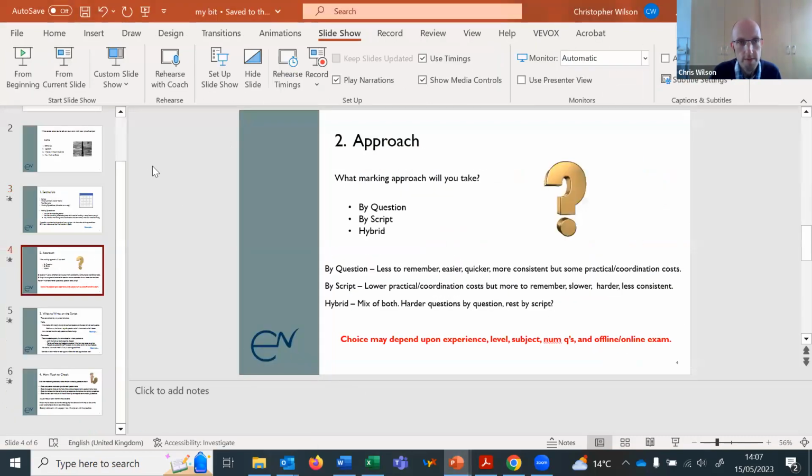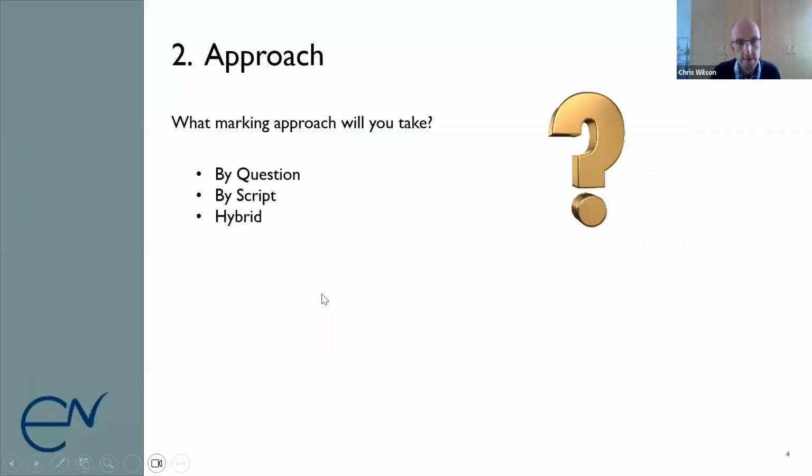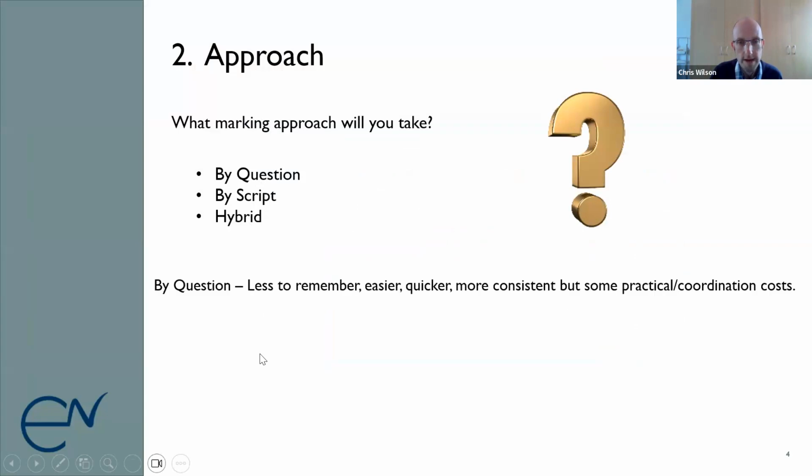Okay, a word about approach now. I think different markers have different approaches, and I'm just going to ask you to think about this before you start jumping into marking. Are you going to mark by question, by script, or are you going to use a combination of these approaches? What do I mean by this?